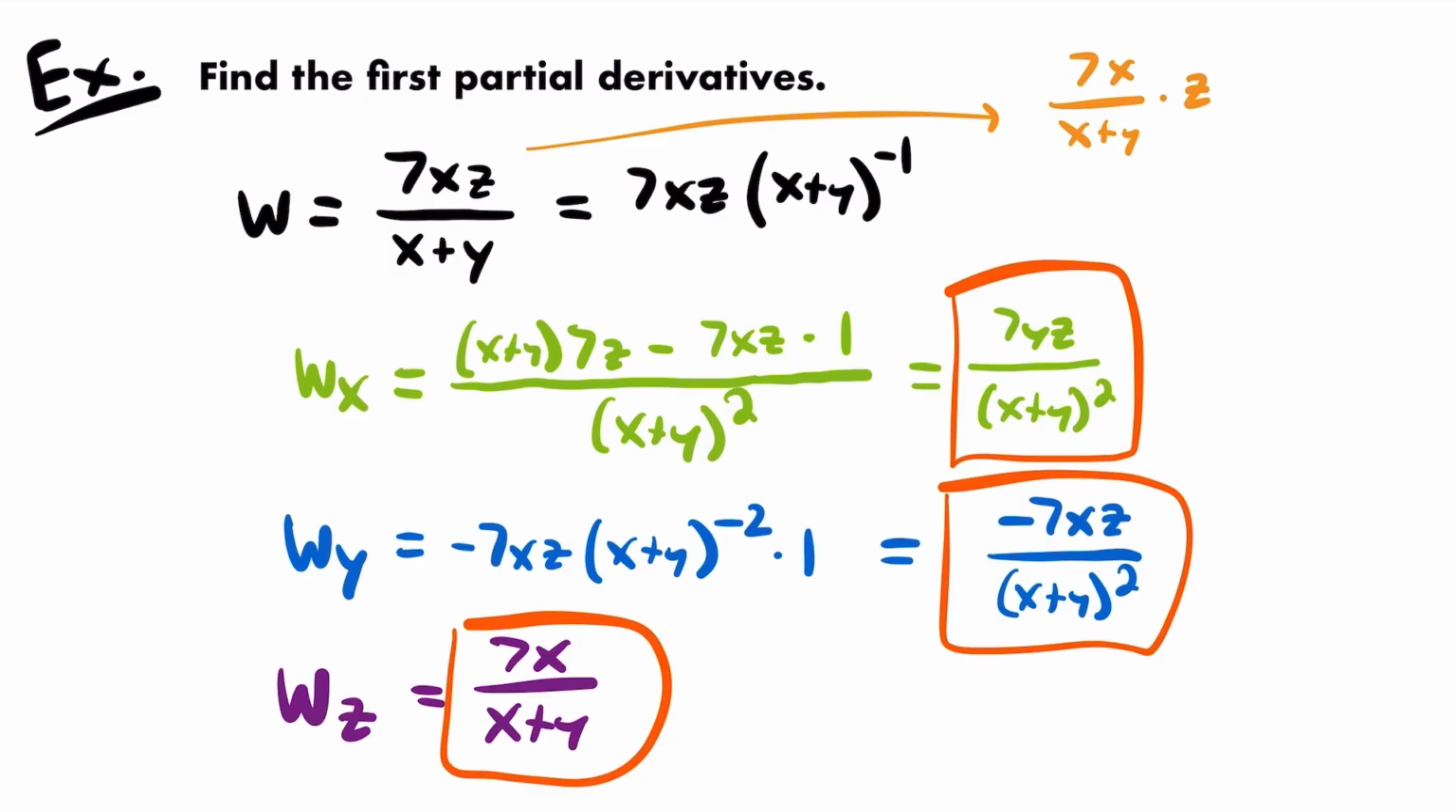Okay, so always be on the lookout for where your variables are. That will determine what derivative rules you have to use, or how simple or how complicated taking the derivative will be.